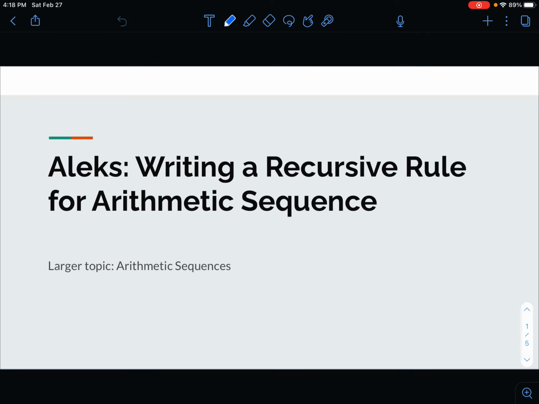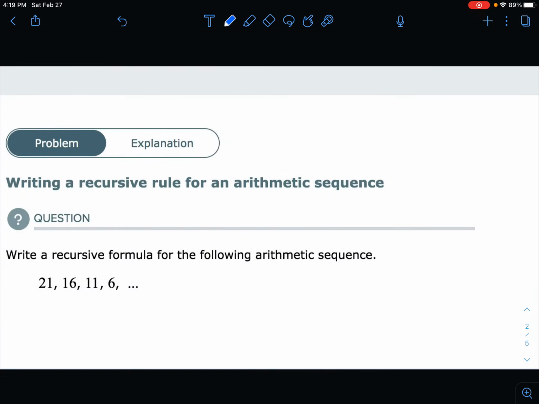Okay, students, this Aleks topic is about writing a recursive rule for an arithmetic sequence. Now, an arithmetic sequence is really going to be our linear equation. So this is similar to what we've done previously. It's a little more formal than what we've done previously. So this is what the problem will look like when you go ahead and explore this topic.